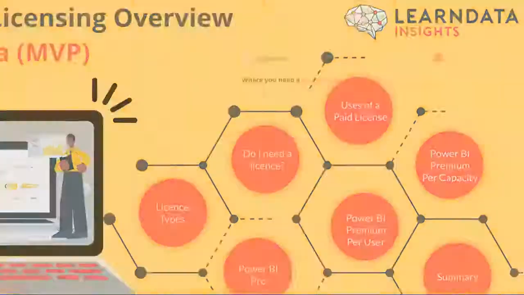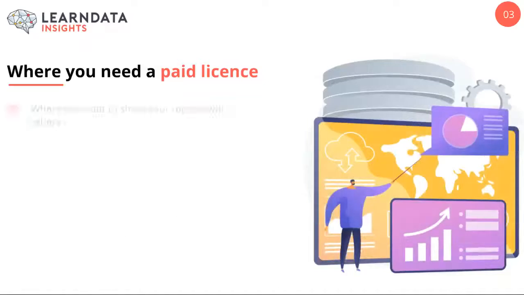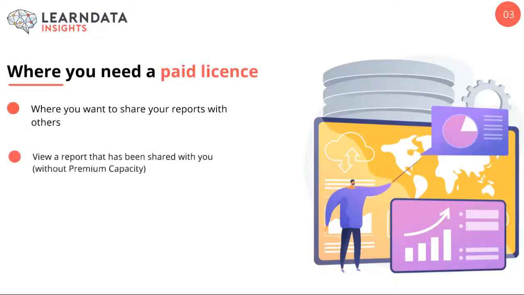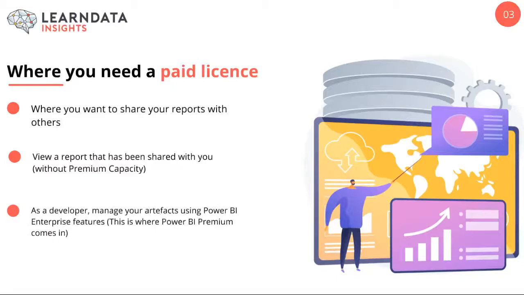Where you need a paid license is where you want to share your reports with others, where you want to view a report that's been shared with you, and quite importantly, without premium capacity. And we'll come on to this, but this is one of the key benefits of premium capacity. But if you haven't got that or you're not utilizing that in your organization, then in order to view a report that's been shared with you, you'll need a Pro license. Again, assuming it's a Pro workspace that it's been published to.